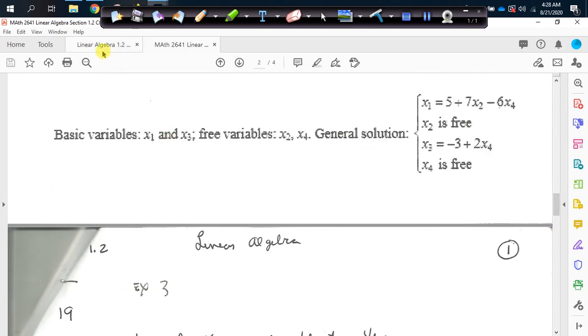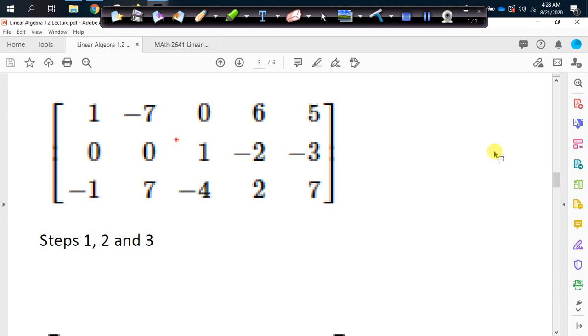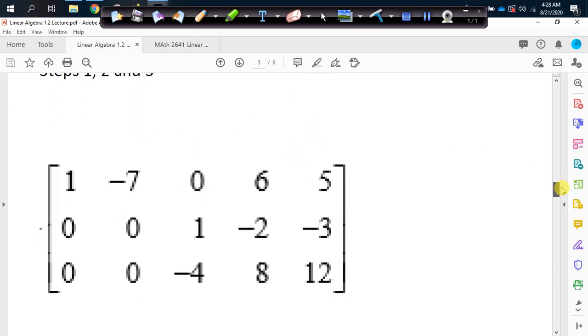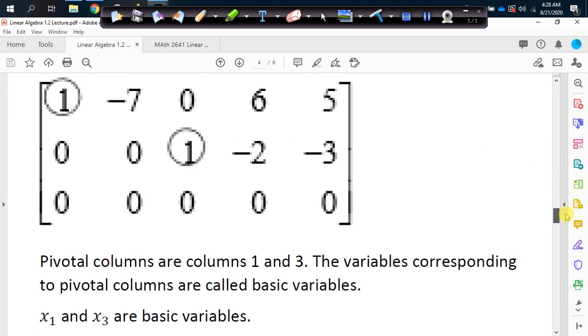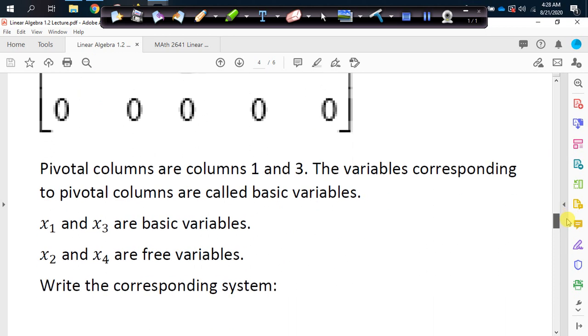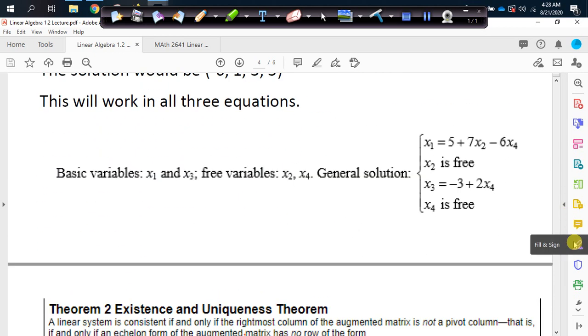Okay, let's go back to our other notes. They just didn't give a whole lot of description about what they were doing here. But I think we said the same thing.